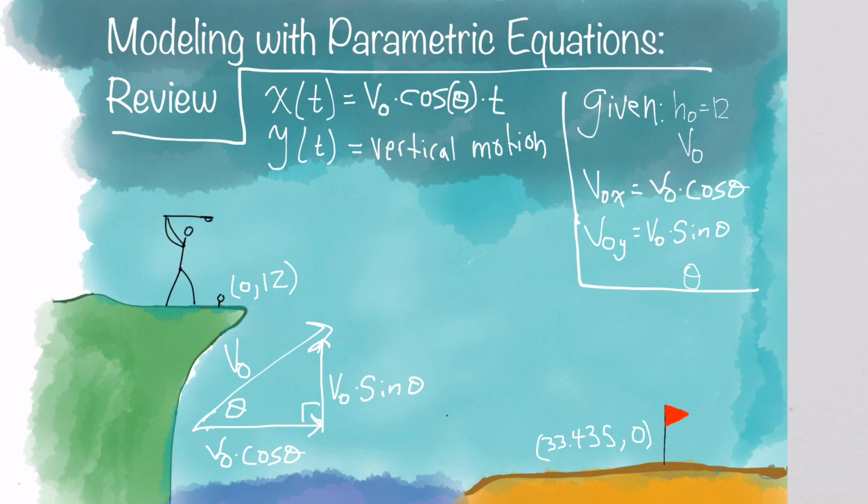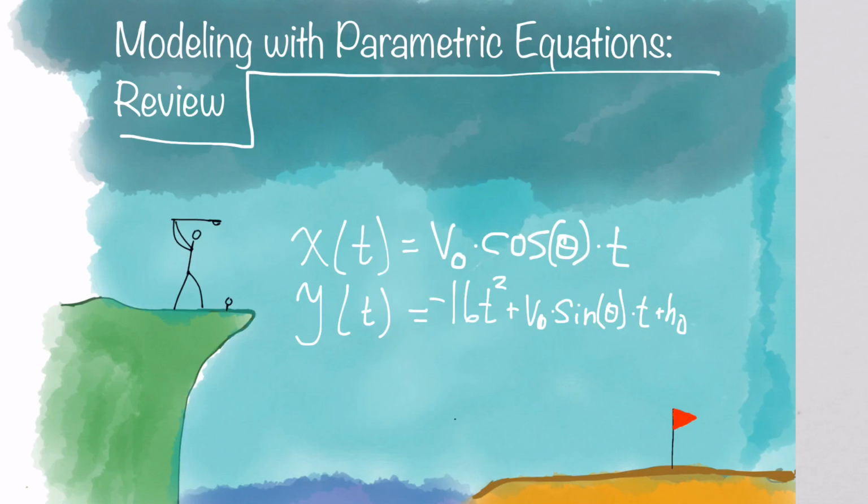And so now we just need to remember the vertical motion model that we have learned about before, namely, y of t equals negative 16 t squared plus v naught y, the vertical component of the initial velocity, times time, plus the starting height, h naught. And so for our problem, as long as we know the initial velocity, the angle of the hit, and the initial height, we have our model. And with that, we have our model for projectile motion. It's now your task to use this model in the remaining problems. Good luck.